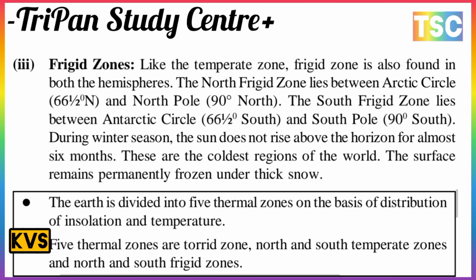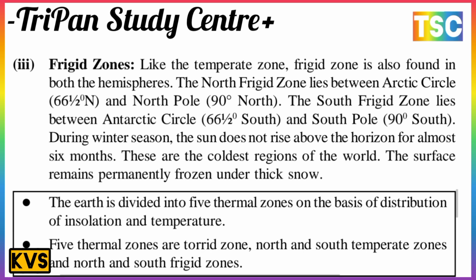The third one is the frigid zone. Like the temperate zone, the frigid zone is also found in both hemispheres. The north frigid zone lies between the Arctic Circle, 66½ degrees north, and the North Pole, 90 degrees north. The south frigid zone lies between the Antarctic Circle, 66½ degrees south, and the South Pole, 90 degrees south. During the winter season, the sun does not rise above the horizon for almost 6 months. These are the coldest regions of the world, and the surface remains permanently frozen under thick snow.